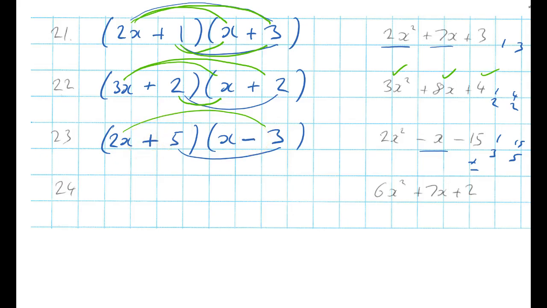We'll just check that. I'm going to do this one in red. 2x squared. 2x times minus 3 is minus 6x. Plus 5 is plus 5x. That's minus 1x altogether. Minus 15. Marvellous.